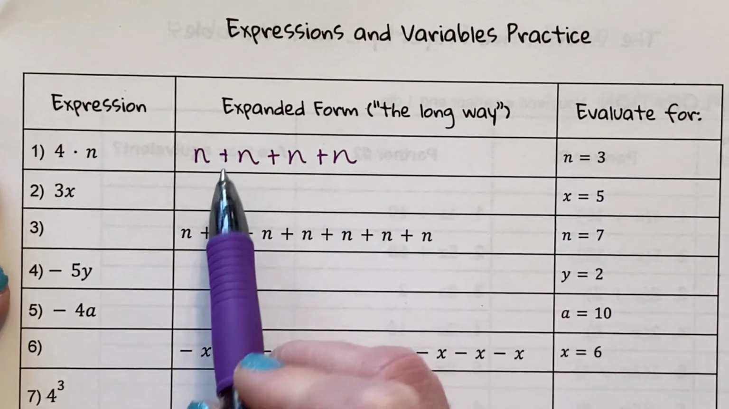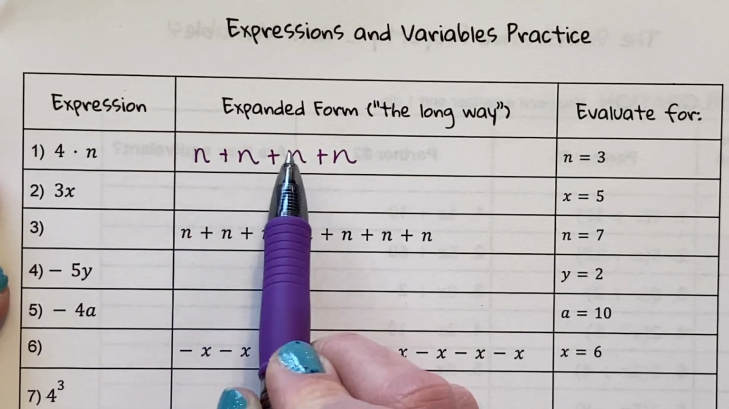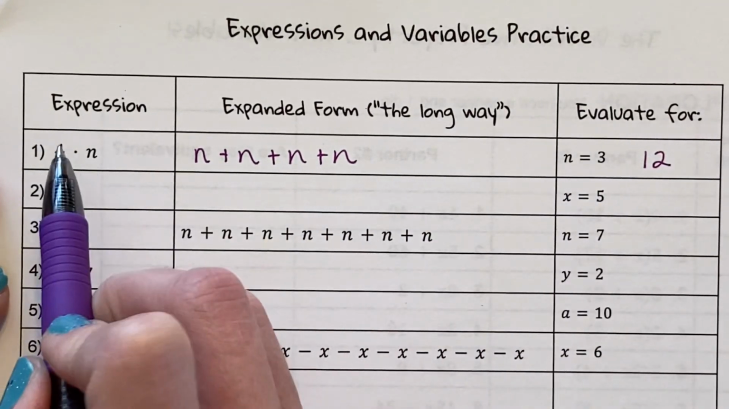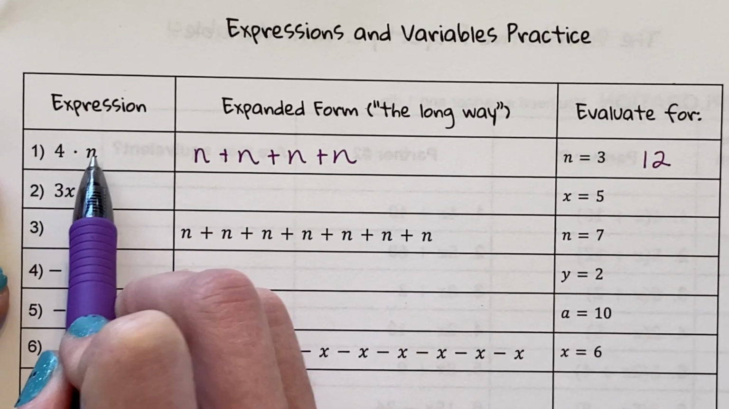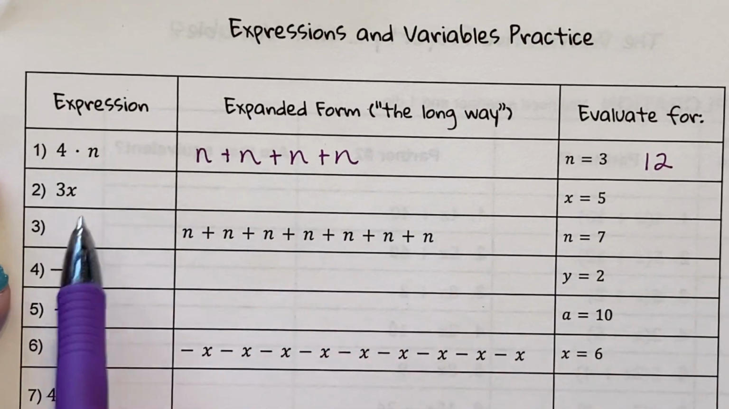So when n equals 3, what is 4 times 3? Or what is 3 plus 3 plus 3 plus 3? And that would be 12. So 4n equals 12 when n equals 3. Let's see if you guys can do numbers 1 through 6.